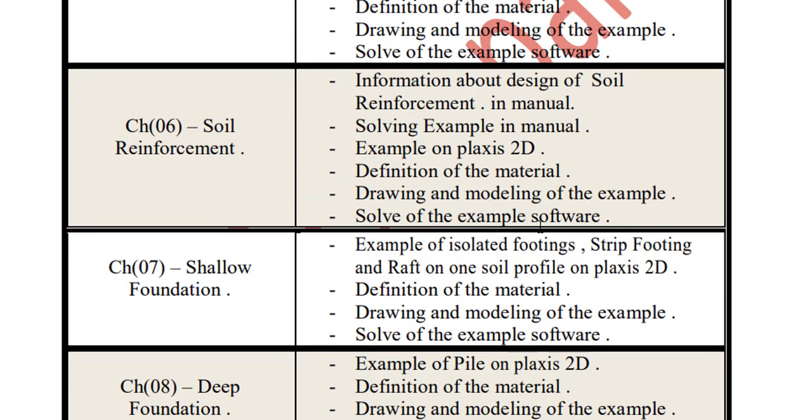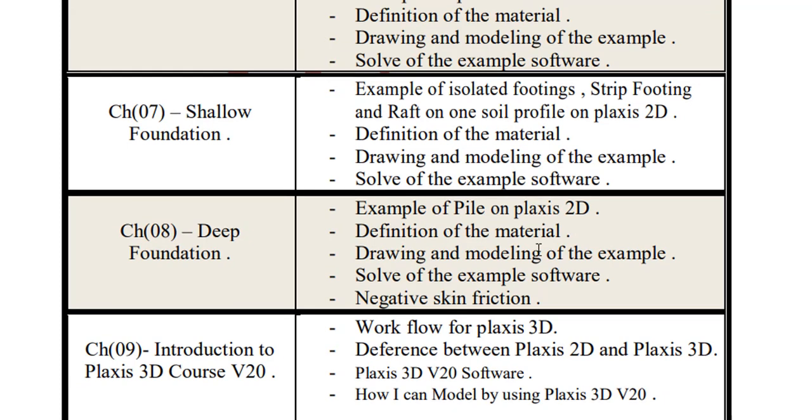Chapter 6, soil reinforcement: information about the design of soil reinforcement in manual, solving an example in manual, and an example on Plaxis 2D, with definition of the material, drawing and modeling, and solving in software. And chapter 7, shallow foundation: examples of isolated footing, strip footing, and raft on one soil profile on Plaxis 2D, with definition of the material, drawing and modeling, and solving in software.